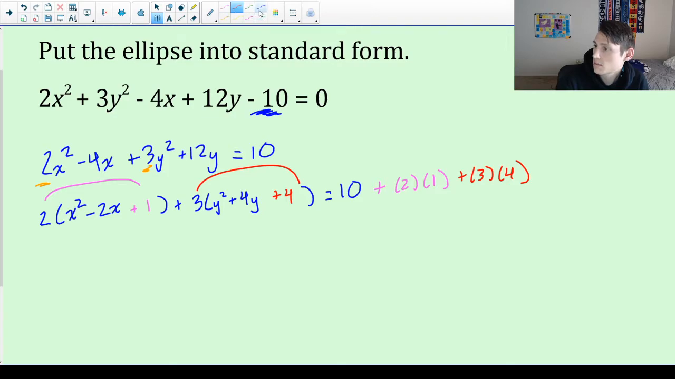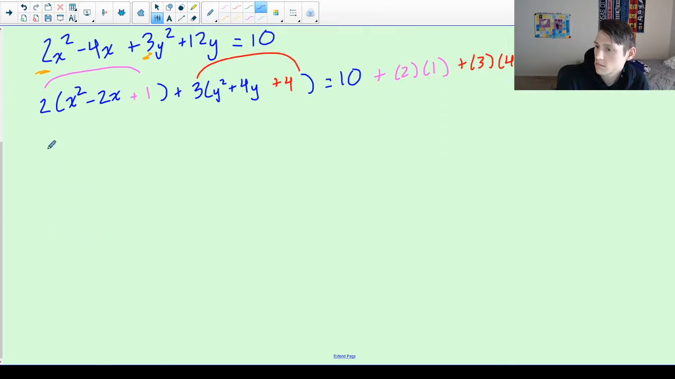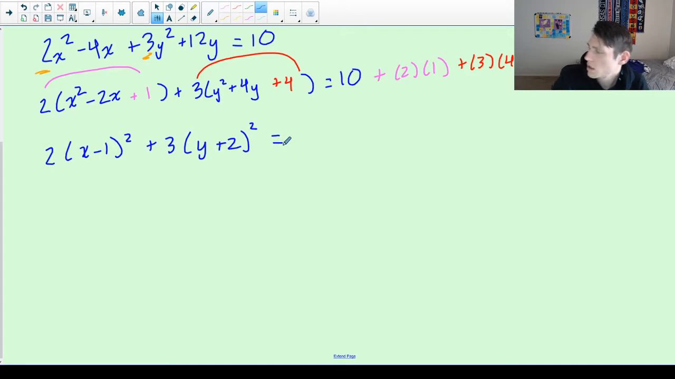But now let's simplify the left side. So 2 times (x minus 1) squared plus 3 times (y plus 2) squared equals 10 plus 2 is 12, plus 12 again, 24.